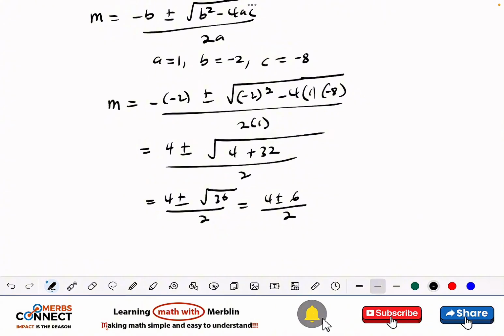Now here we can have two roots. We can have m1, which is equal to 2 plus 6 divided by 2, which is going to be 8 divided by 2, and this is going to give us 4.